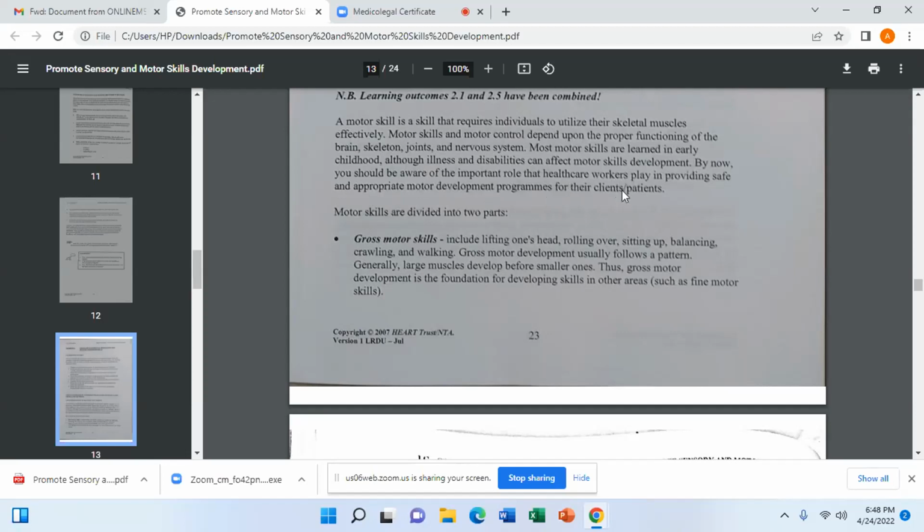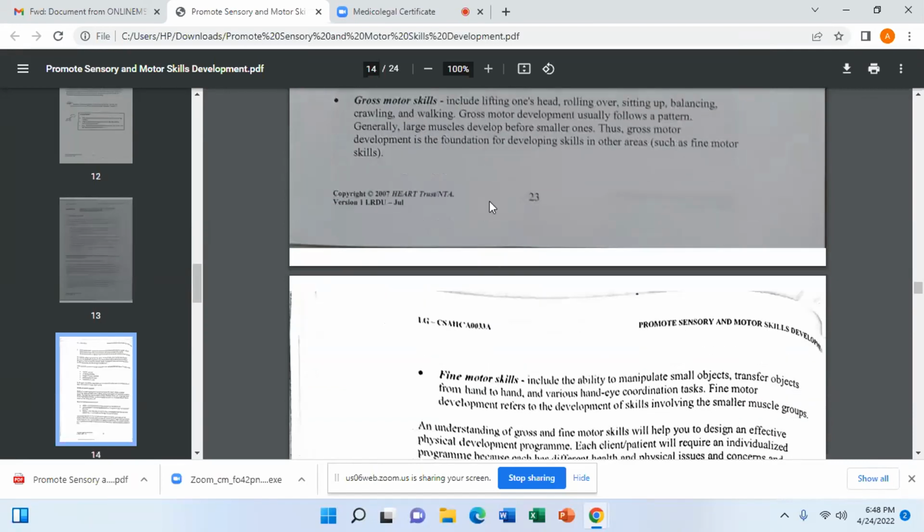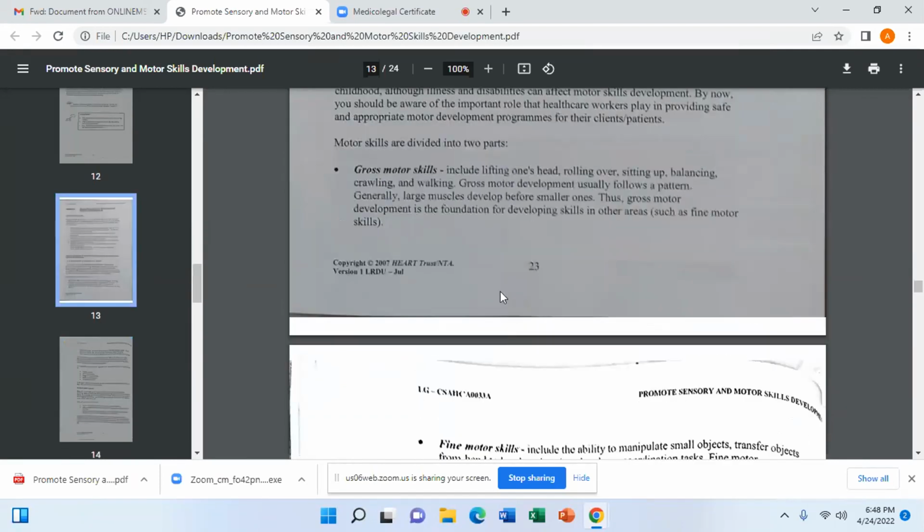If you don't allow your patients to move, then they can end up with blood clots in their legs, and they can also get pressure ulcers, and they can get contractures, meaning that their joints can get stiff to the point where they can't move, right? It says motor skills are divided into two parts. You have gross motor skills and you have fine motor skills.